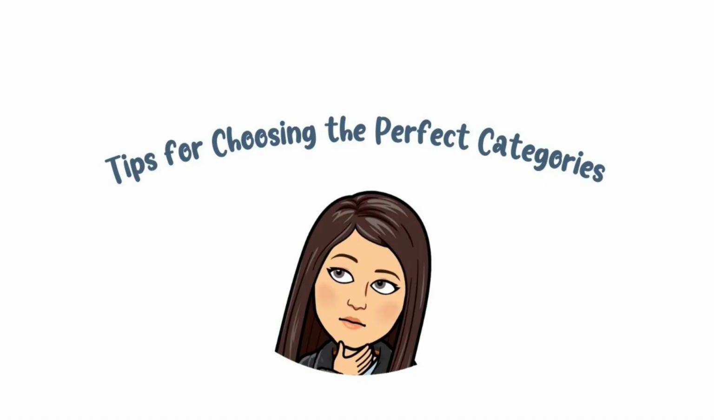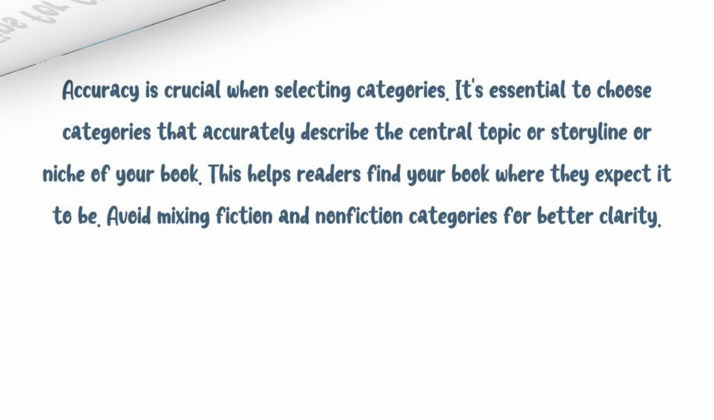So what are some tips for choosing the perfect categories? Well, accuracy is crucial when selecting categories. It's essential to choose categories that accurately describe the central topic or storyline or niche of your book. This helps readers or buyers find your book where they expect it to be. And also avoid mixing fiction and non-fiction categories for better clarity.